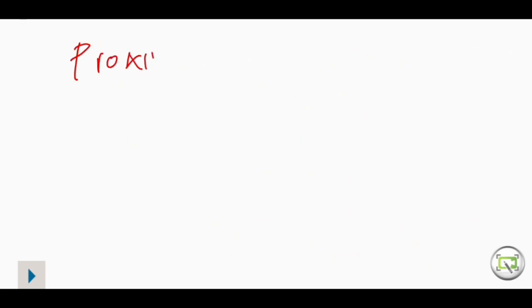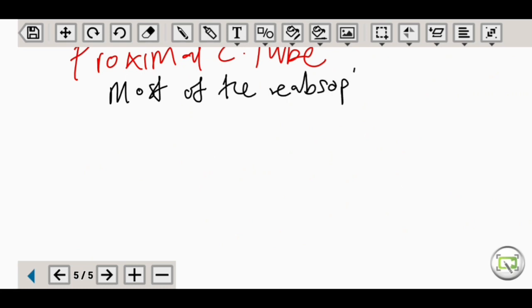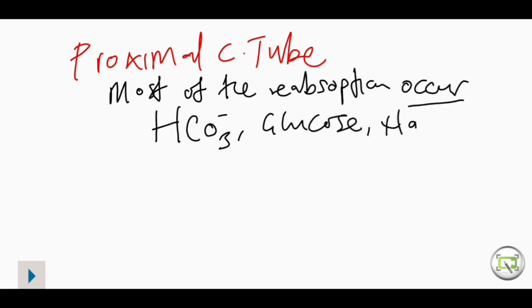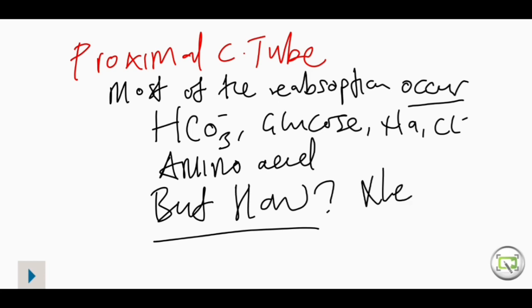The next one is the proximal convoluted tubule. This is where most of the substances are reabsorbed, such as sodium, potassium, bicarbonate, glucose, amino acids, and also chloride. Glucose and amino acids are reabsorbed 100%, but only 65% of sodium and chloride are reabsorbed. But the question is, how are they reabsorbed? This is what we are going to consider in the next video. Make sure you watch it.